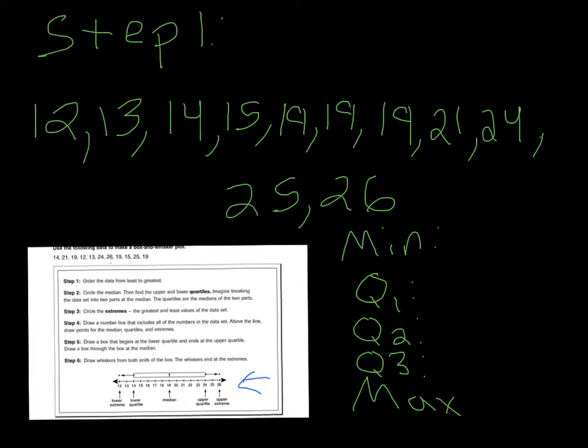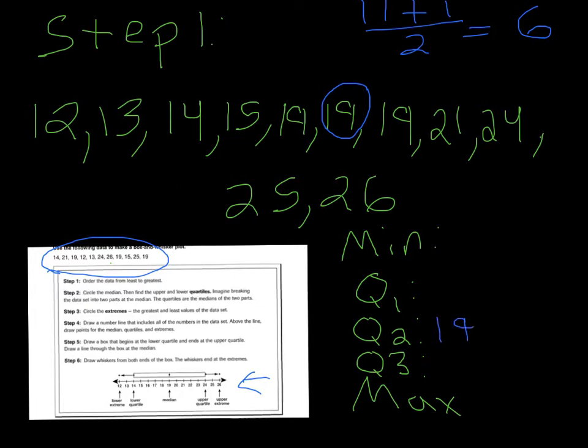So the first thing it says is that it gives us a set of data, and it says put it in order from least to greatest, which I've done up here in the green. Then it says circle the median, so we have 11 numbers. If we apply our formula, that tells us it's the sixth number, so 1, 2, 3, 4, 5, 6. So our median is 19, which is also our Q2 value. It's the same exact thing.